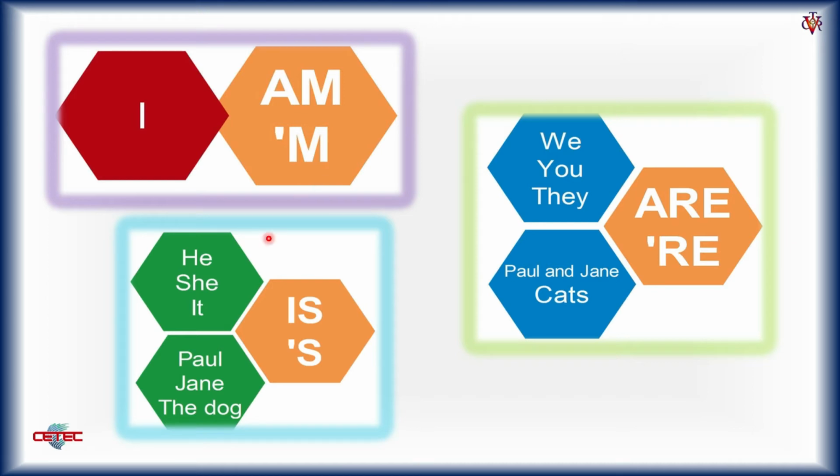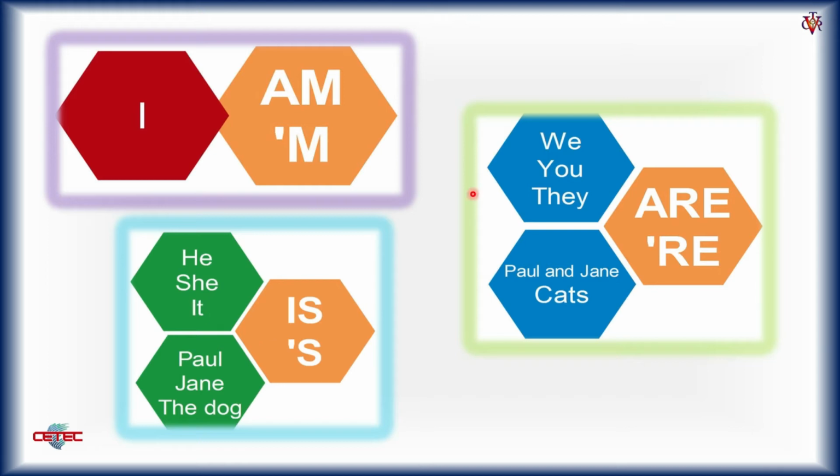He is. In that occasion, let's see. Paul, he. He is. Paul is. She, Jane. Jane is a woman. Jane is. The dog. It is.